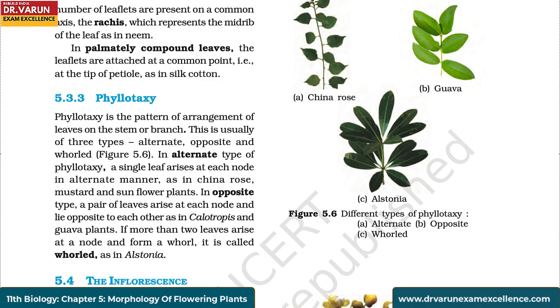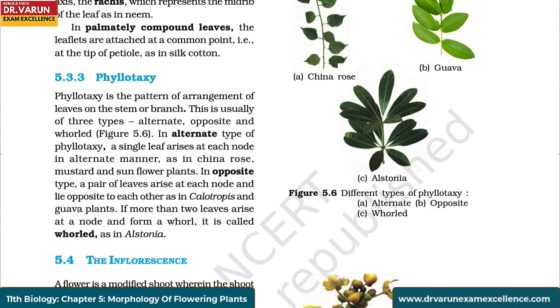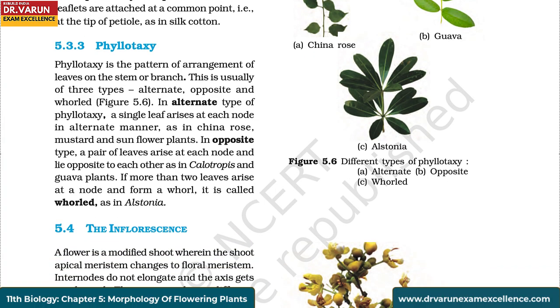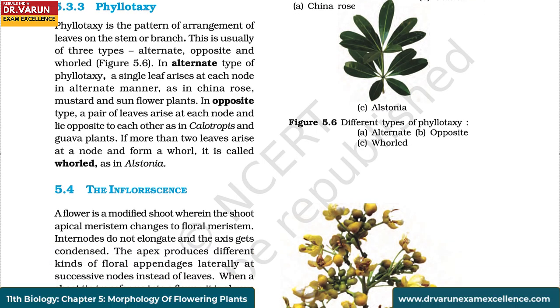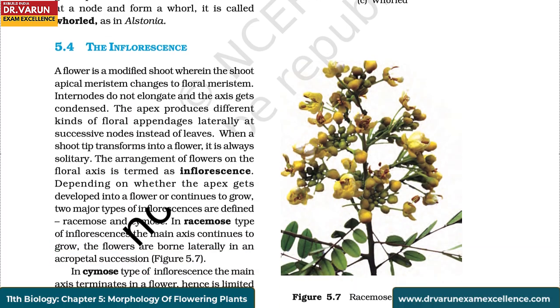Phyllotaxy. Phyllotaxy is the pattern of arrangement of leaves on the stem or branch. This is usually of three types: alternate, opposite and whorled. In alternate type of phyllotaxy, a single leaf arises at each node in alternate manner, as in China rose, mustard and sunflower plants. In opposite type, a pair of leaves arise at each node and lie opposite to each other, as in Calotropis and guava plants. If more than two leaves arise at a node and form a whorl, it is called whorled, as in Alstonia.